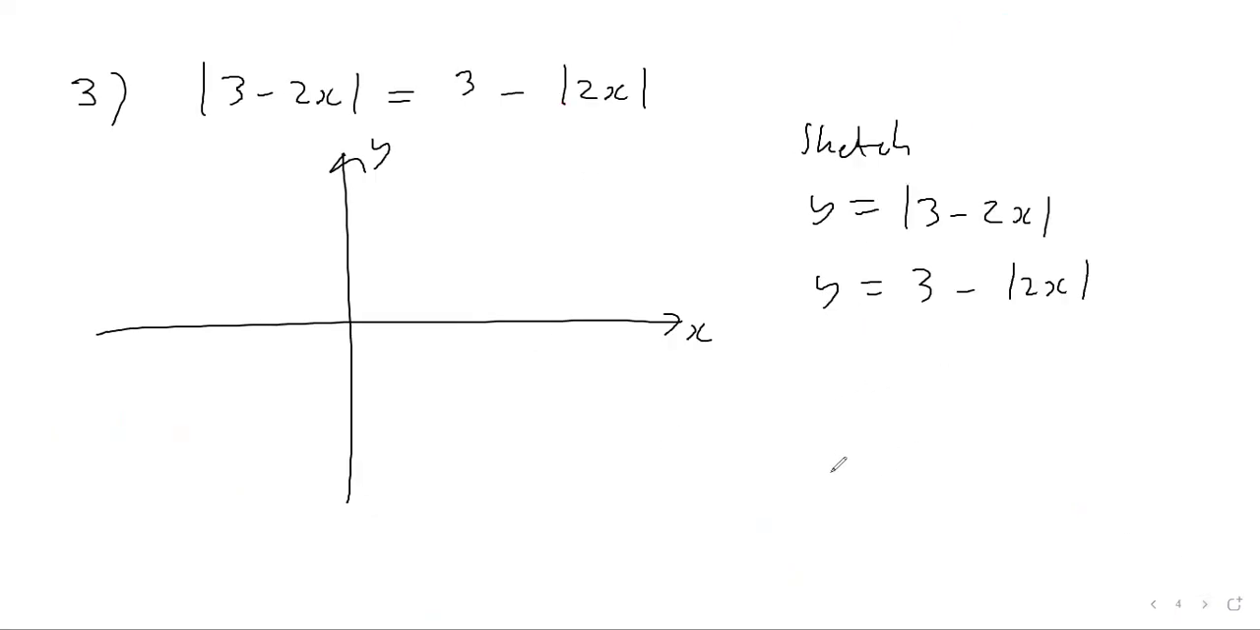How about this one? This time, again, we're going to sketch the graphs. We're going to sketch the left-hand side graph and also the right-hand side graph. So we've got y equals modulus of 3 minus 2x, all inside the modulus sign.